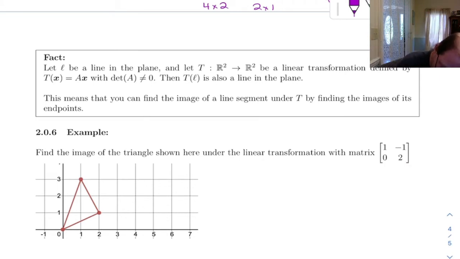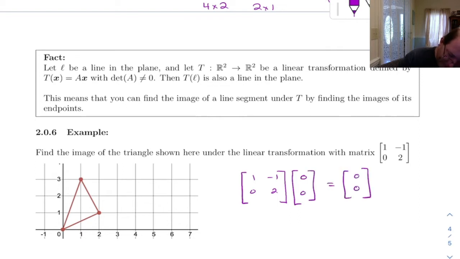All right, so I'm going to take this matrix, 1, negative 1, 0, 2, and we've got 3 points over here. The first one's 0, 0. That one's really easy. You multiply it out, you get 0, 0. So this point gets mapped onto itself.